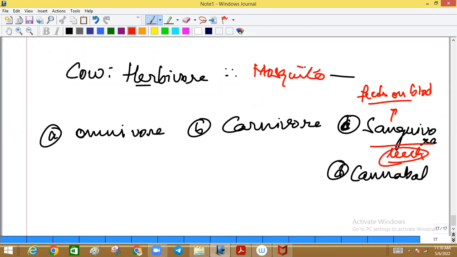This is a previous SSC question asked many times. Leech is very important for exam because the economic importance of leech is huge. It is used in medicine also. So that is the reason it is very important. Now come to cannibal. What is the meaning of cannibal? Eating of their own species is called cannibalism.